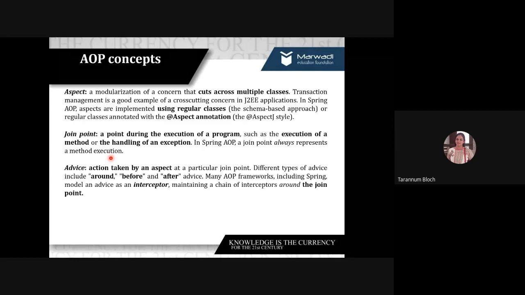So when I say advice, usually advice is an action taken by an aspect before a particular join point. It means that when you are executing a particular method in a class and you are doing something, then we will call it a before advice. So the action which we do before the method execution is known as the advice.